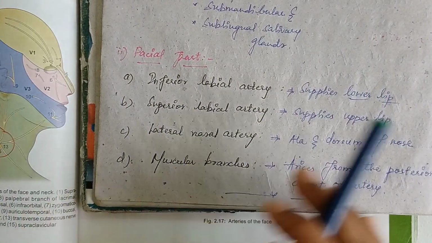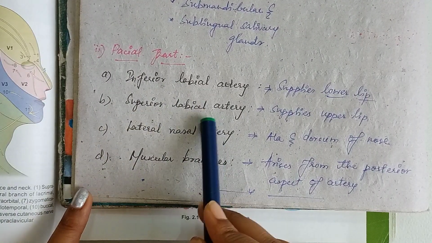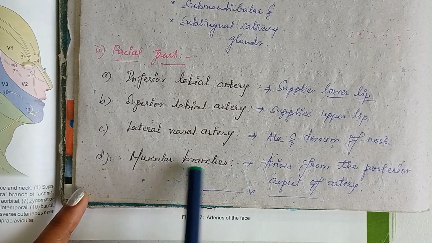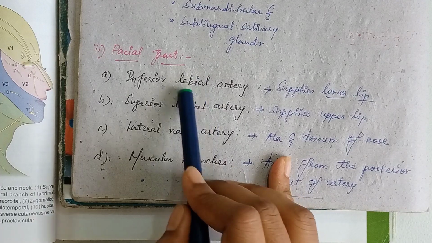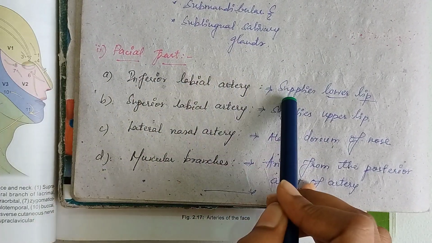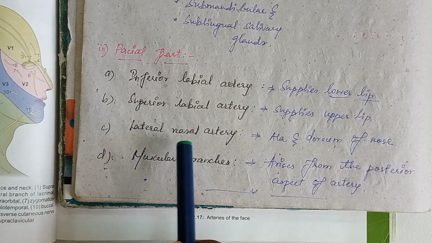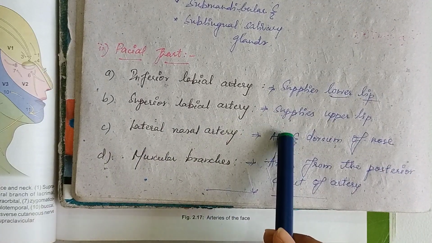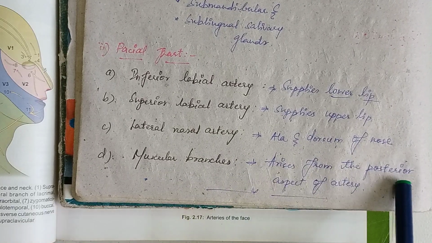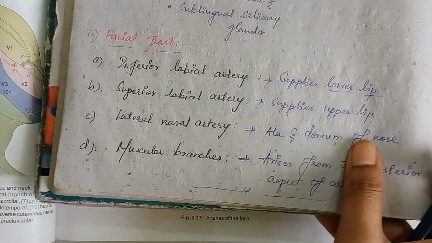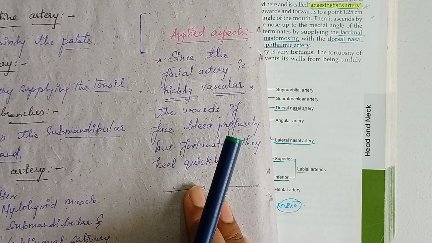The facial part includes the inferior labial artery, superior labial artery, lateral nasal artery, and muscular branches. Labial means mouth, lip. So the inferior labial artery supplies the lower lip, and the superior labial artery supplies the upper lip. The lateral nasal artery supplies the ala and dorsum of the nose, and muscular branches arise from the posterior aspect of the artery. These are all about the branches, and let us see the clinical aspect.